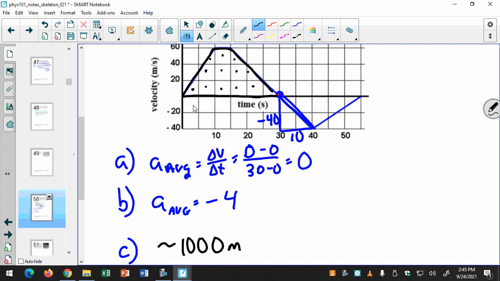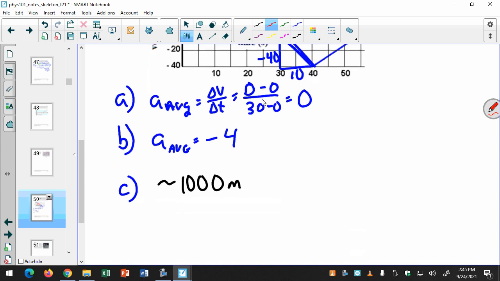The more correct way to do that would be to break this into a triangle here, a rectangle here, and another triangle. What's that, Caleb? 1050, okay. Yeah, around 1,000. But on the exam, in a multiple choice, you should be able to get close to that answer and pick out the right answer.